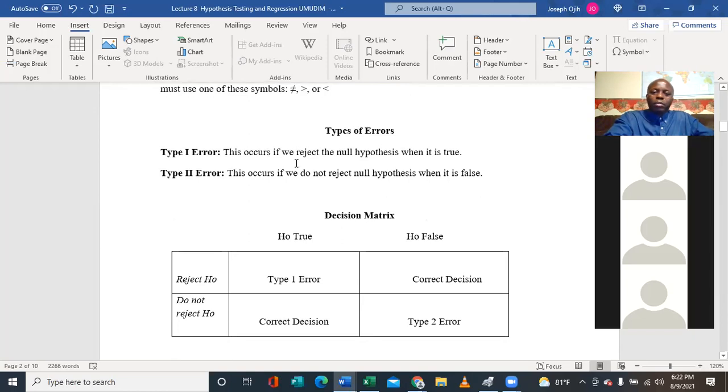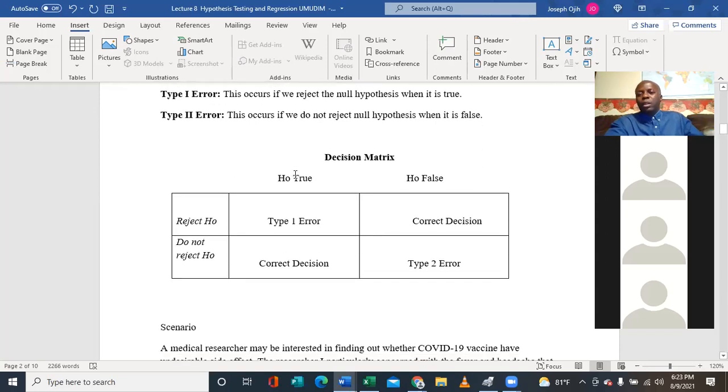Under type 1 error, we reject the null hypothesis when it is true. But type 2 error occurs when we do not reject the null hypothesis when it is false. So when we do not reject an incorrect null hypothesis, we have committed type 2 error. But if we reject a correct null hypothesis, we have committed type 1 error. Usually, we can use this decision matrix to determine which type of error is occurring in the test.